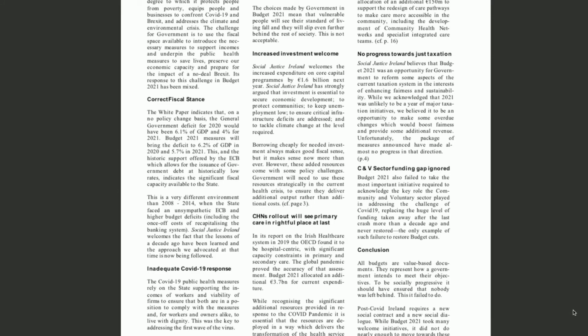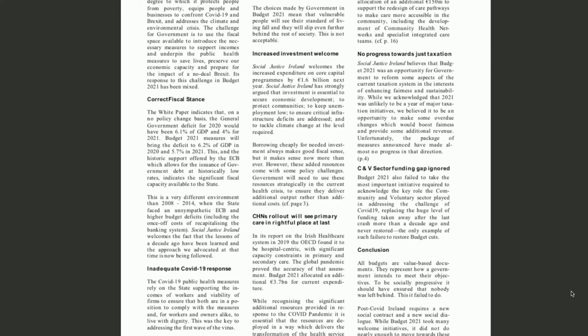On the other side, we are also pointing to the fact that there's no progress on just taxation in this budget. We had advocated to government that this was a good time to actually plan for the future. Not that they needed to bring in the changes in this year's budget, but that they should have set them out. The only thing that they set out at length was the carbon tax, but all the rest of it they didn't deal with really. And I think that's a huge missed opportunity, as is the failure to address the funding gap for the community and voluntary sector.